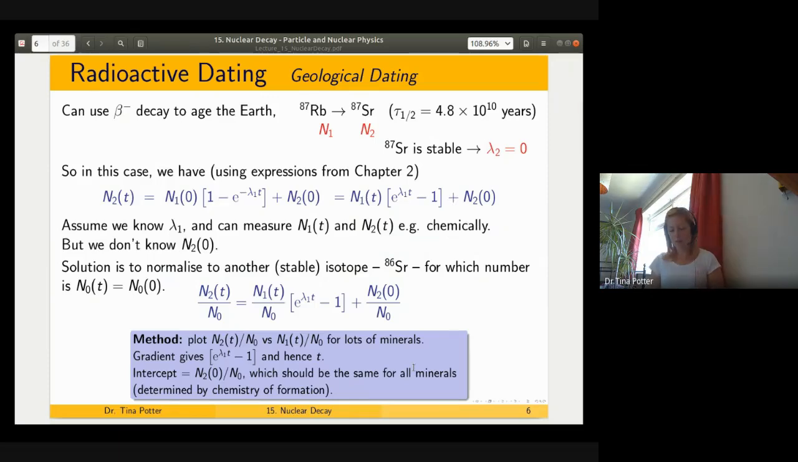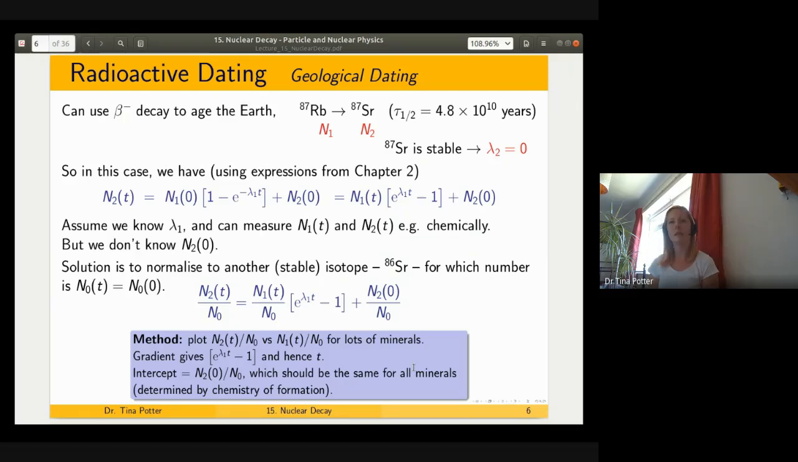Now, let's have a quick word about geological dating. So how do we know how old the Earth is? And this is where we can use beta decay to actually tell us the age of the Earth. So we have radioactive nuclei, for example, rubidium here. That's rubidium-87. That's a nucleus that decays via beta decay to strontium-87, which is stable.